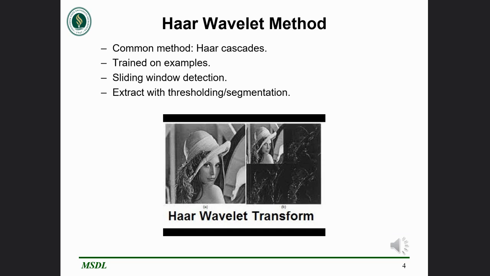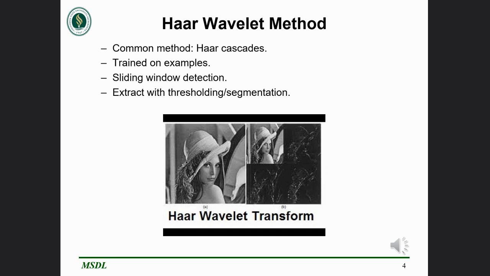The first slide is about the Haar wavelet method, which is one of the main methods I used to detect an object in an image. Haar cascades are classifiers that are trained to recognize a pattern in an image using machine learning techniques. They are named after the Haar wavelet, which is a mathematical function used to detect edges.